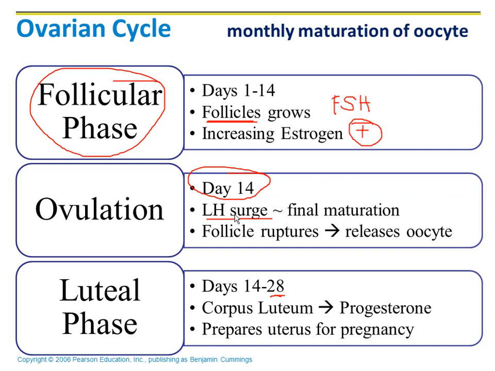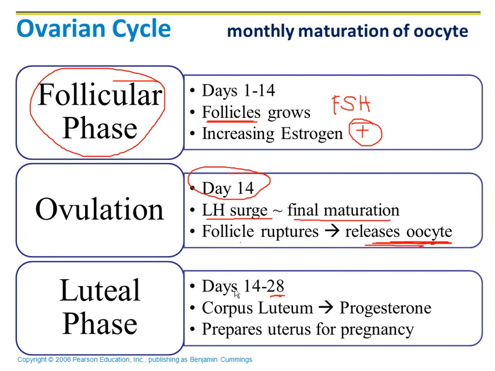The surge of LH hormone triggers final maturation. So we talked about the fact that the follicle finishes ripening, and this primary oocyte becomes a secondary oocyte. The follicle then ruptures, and that secondary oocyte gets released, where hopefully it'll go up the fallopian tube and may or may not be fertilized.